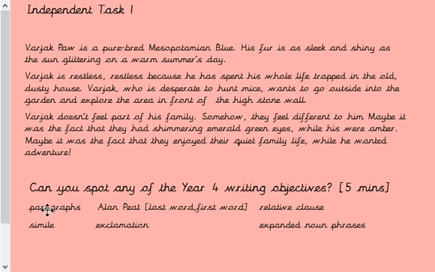You can see at the bottom here, I've put paragraphs, similes, fronted adverbials, in this case, last word, first word. Are there any exclamations? Are there any relative clauses? And are there any expanded noun phrases? Now, you might find there's more than one of certain things, okay? But there might only be one of others. I'm only going to give you 5 minutes just to get you back into the habit of looking and using year 4 writing objectives. Okay, so press pause now while you're having a look and press play when you come back.